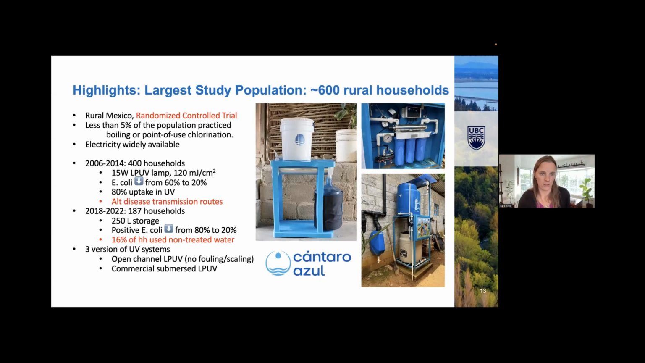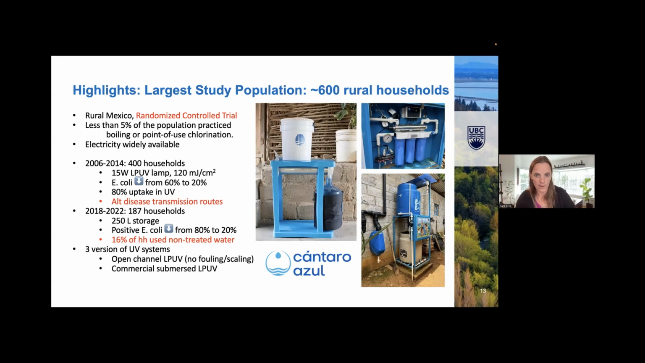Next one that I wanted to talk about. So this was, I would say, out of all the case studies, the largest study population. So 600 rural households in rural Mexico. And basically they did randomized control trials. And here we had a community where people could practice boiling or point of use chlorination, or several communities, I should say, but they weren't. Only about 5% of the population surveyed was practicing boiling or point of use chlorination. But one of the incentives for using UV in this area is that electricity is widely available. And of course, you need electricity to power UV lamps. So that was one of the incentives to use UV.